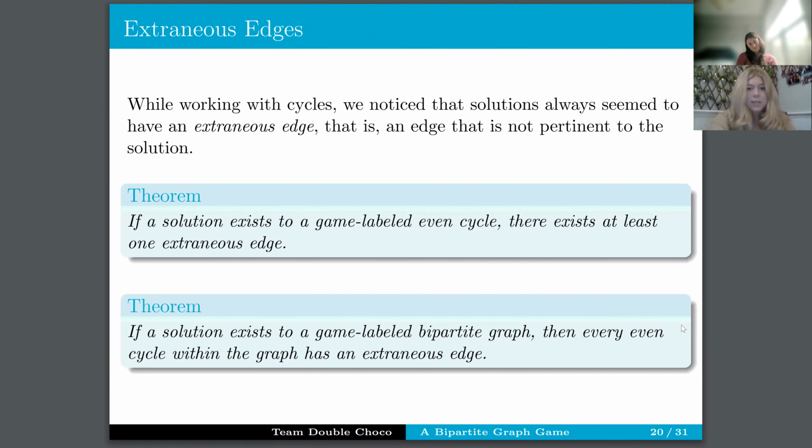While working with cycles, we notice that solutions always seem to have an extraneous edge. And an extraneous edge is an edge that is not pertinent to the solution. So we have a theorem that if a solution exists to a game labeled even cycle, then there exists at least one extraneous edge. Following that, if a solution exists to a game labeled bipartite graph, then every even cycle within the graph also has an extraneous edge.